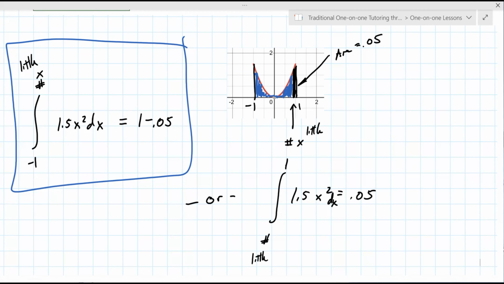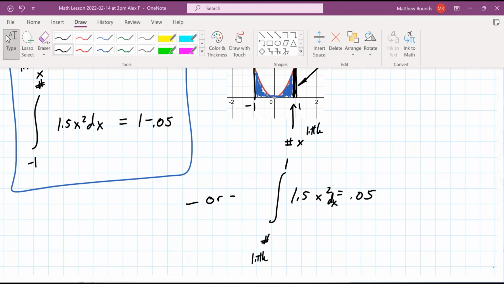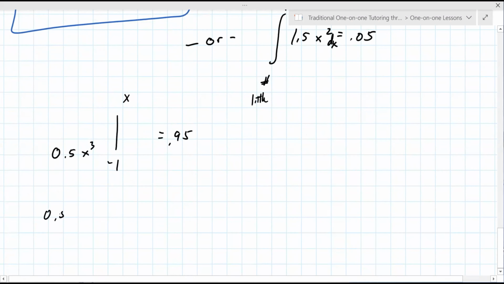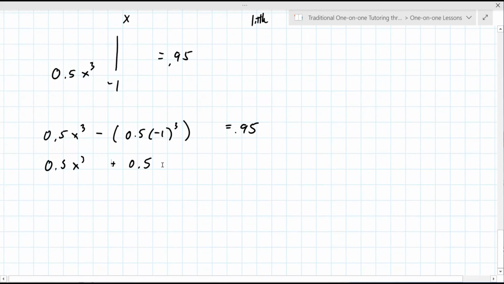Yeah, absolutely. So, if you're seeing my screen here, I'll do the one on the left. The antiderivative is 0.5 x cubed, evaluated from -1 to x, and that has to equal 0.95. So you evaluate the upper bound, 0.5 x cubed minus 0.5 times -1 cubed equals 0.95. So this is 0.5 x cubed, and then this becomes plus 0.5. We do that because of the negatives here.